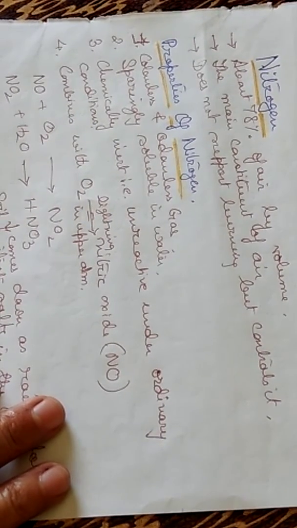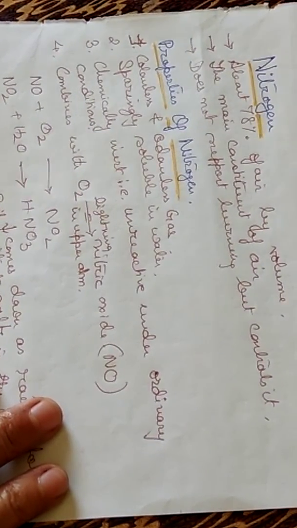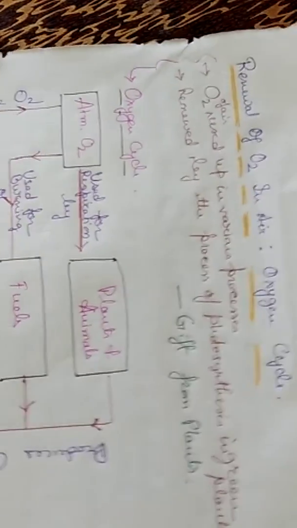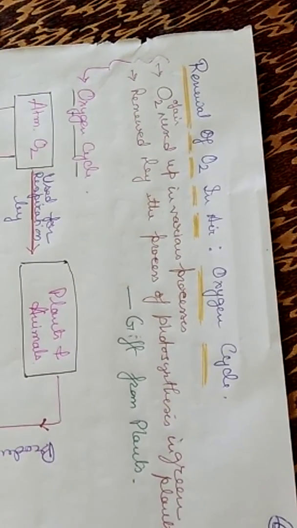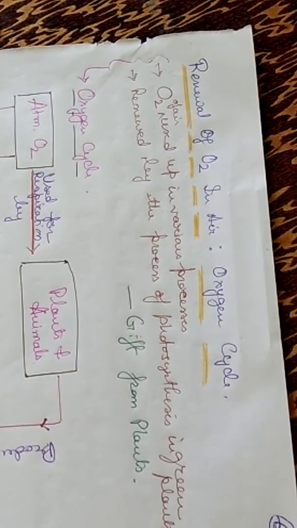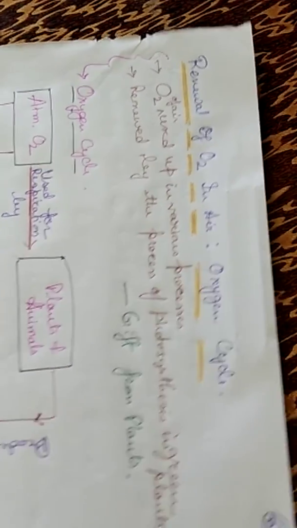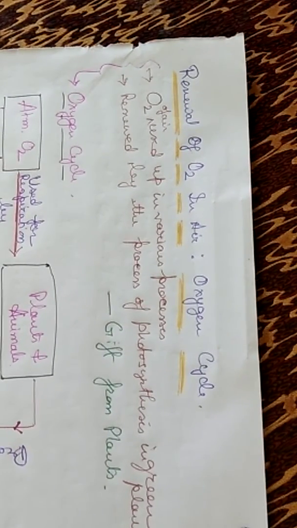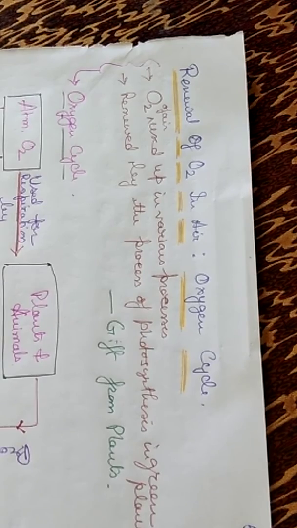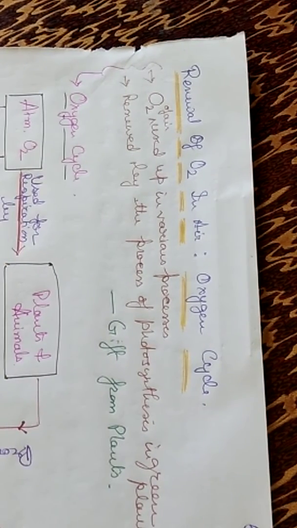Then we come to the renewal of oxygen in air. How we know that oxygen which is present in the air is continuously being used up. But this oxygen concentration remains almost fixed in the atmosphere. So how is it done? Through the oxygen cycle. Okay.